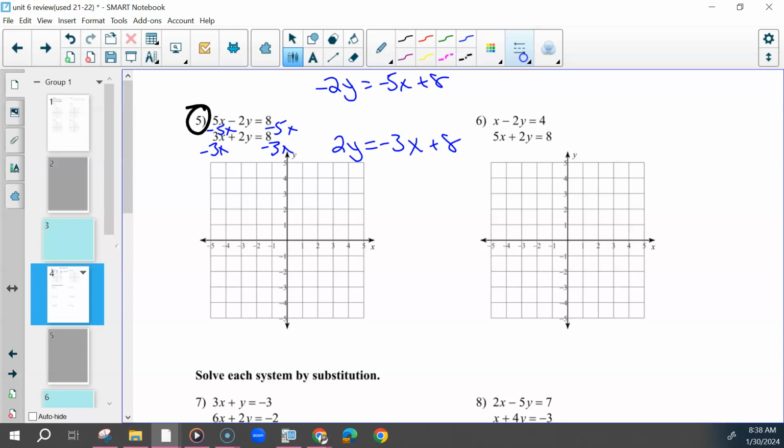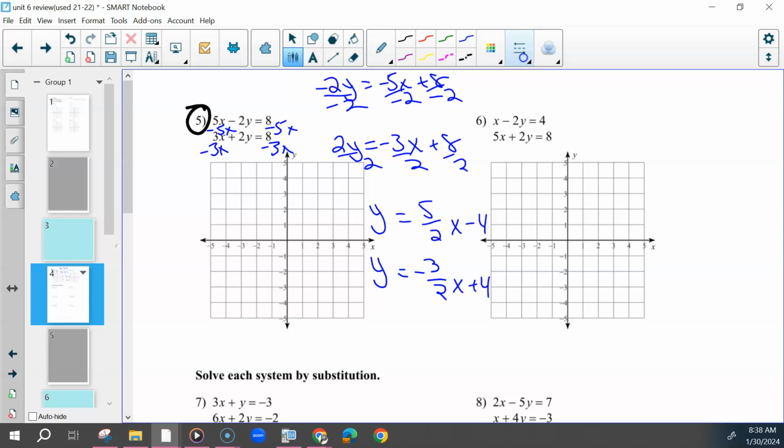Then for the first equation, we can divide everything by negative 2. And the second one, we can divide everything by 2. So that first equation would be y equals positive 5 over 2x minus 4. The second one, y equals negative 3 over 2x plus 4. And then we could graph both.